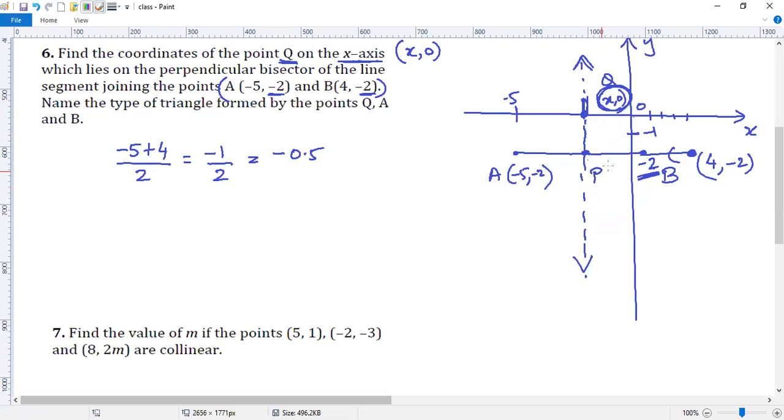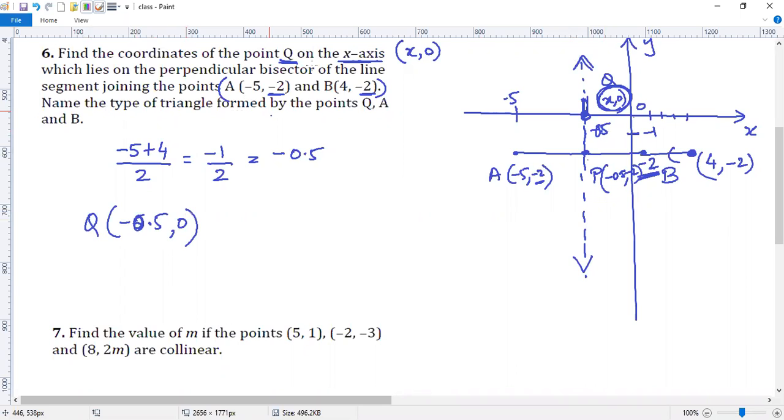So this point P, the midpoint, its x coordinate will be minus half, comma some value of y. What will be the value of y? Throughout this line, it's going to be -2. Okay. So this point is lying exactly straight down. So obviously, the x coordinate is -0.5 here as well. So the coordinate of Q has got to be -0.5, comma 0.